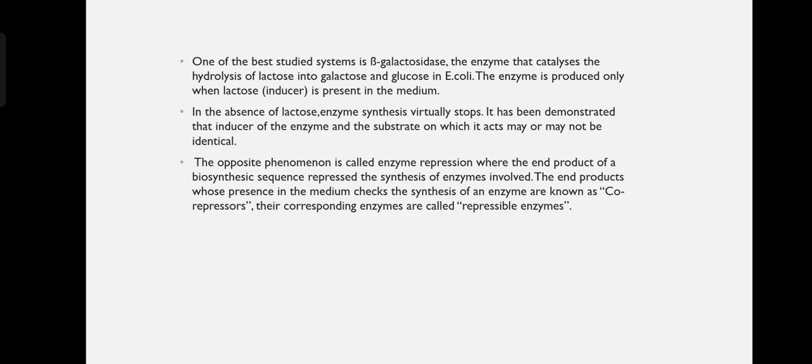One of the best studied systems is beta-galactosidase, the enzyme that catalyzes the hydrolysis of lactose into galactose and glucose in E. coli. The enzyme is produced only when lactose is present in the medium. In the absence of lactose, enzyme synthesis virtually stops. It has been demonstrated that the inducer of the enzyme and the substrate on which it acts may or may not be identical.